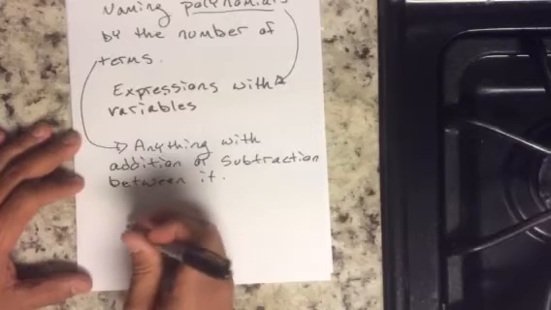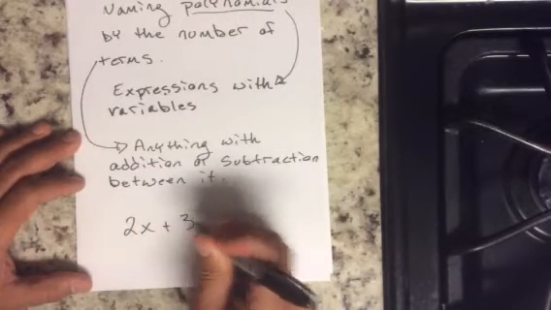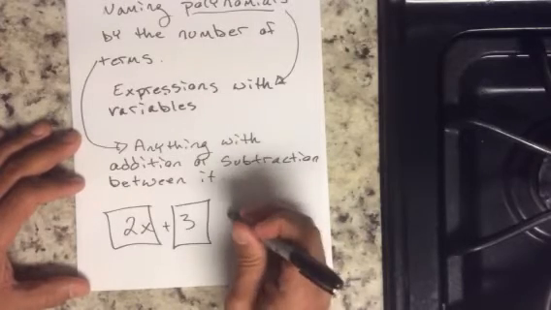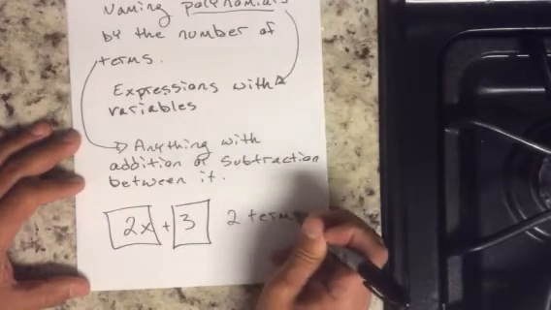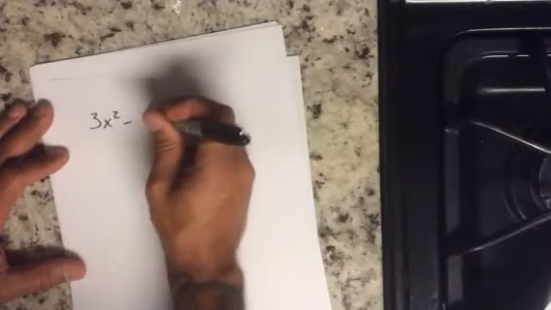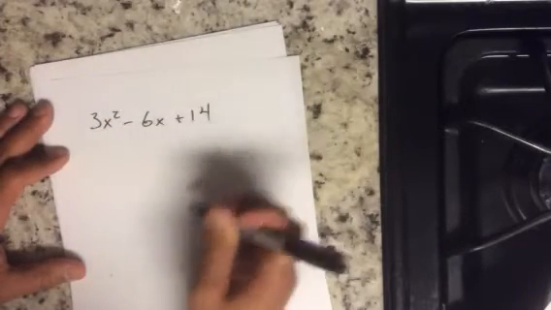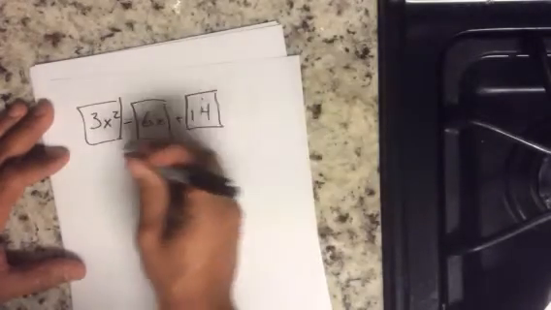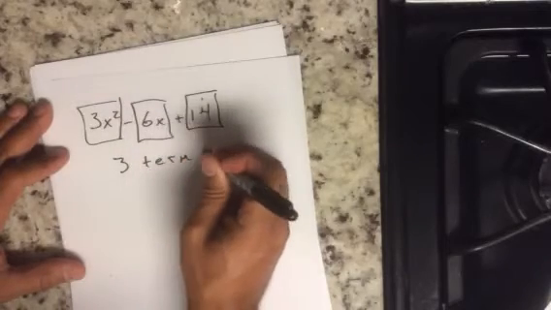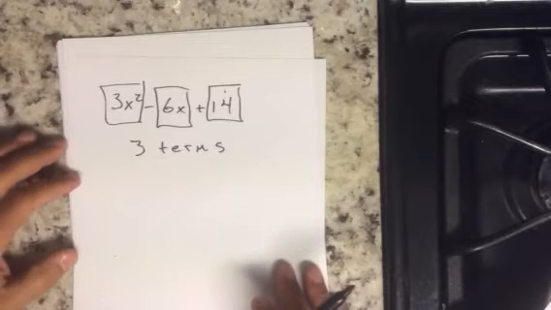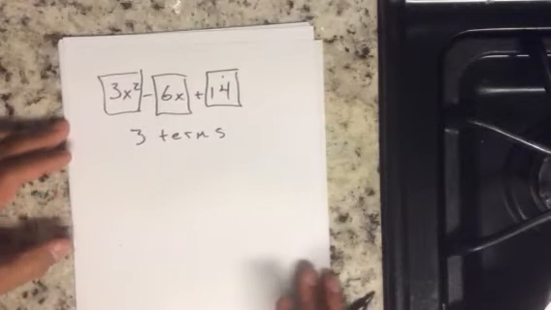So for example, 2x plus 3, I have two terms here because of the addition that separates it into two terms. So anytime we have addition or subtraction, that's separating our terms. So if I have something like this, this is one term, this is one term, and this is one term. So I have three terms. Now what the terms have in them isn't relevant to naming it by the number of terms. So we just want to look at how many there are.